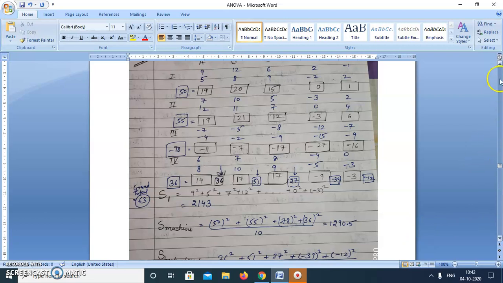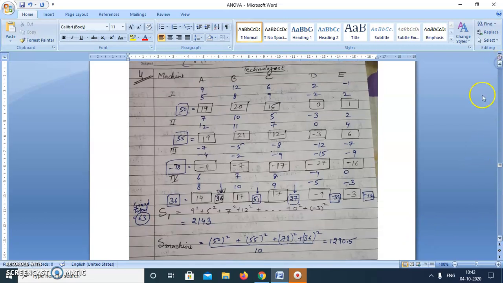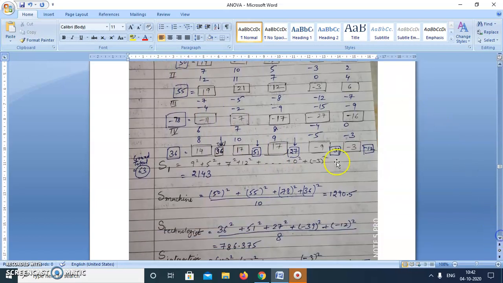Now how many machines are there? Machines are 4: 1, 2, 3, 4. So for the first machine we'll add all these 10 readings, which gives a total of 50, and similarly we'll do it for the other 3 machines. So these totals we'll add, and now we'll divide by 10, because this 50 comes from adding these 10 terms. So in case of S machine, we'll divide by 10 when we add the sum of squares of these readings.